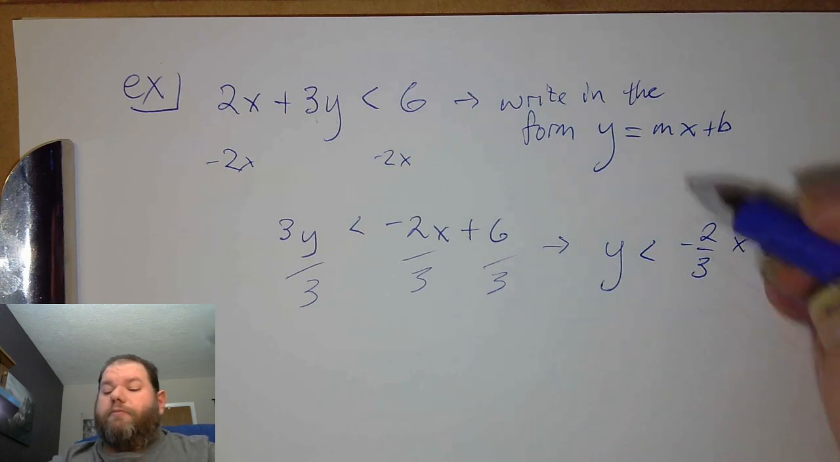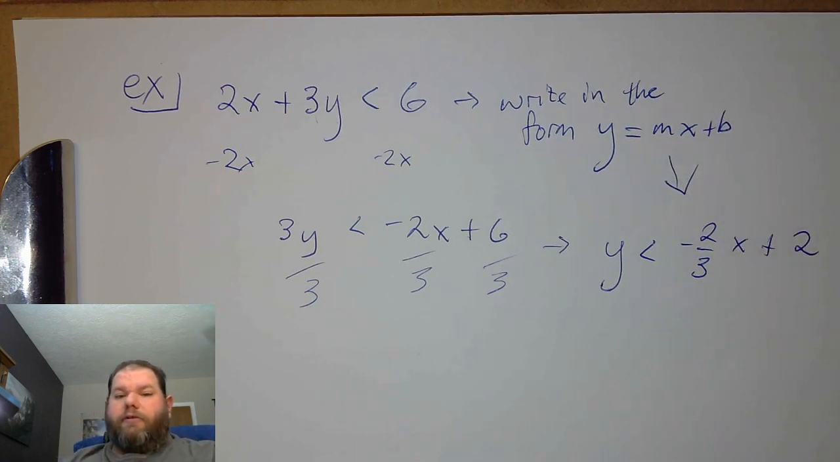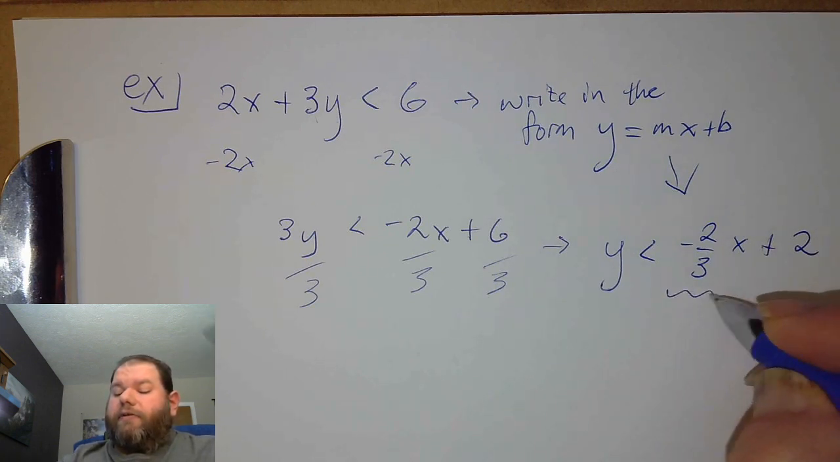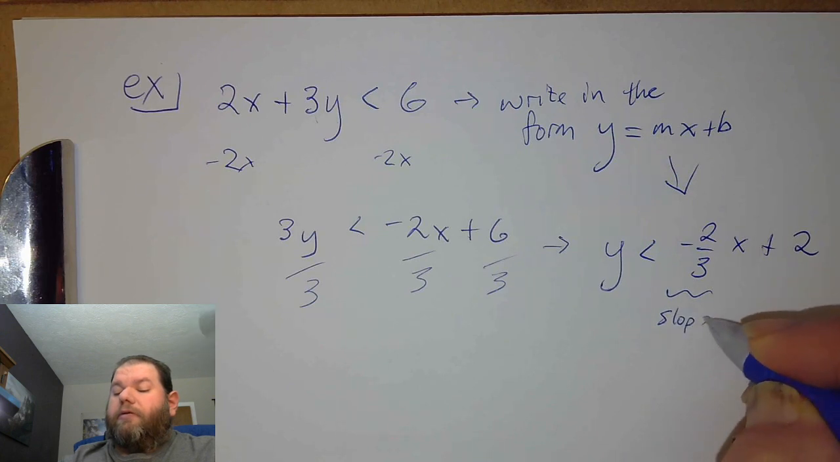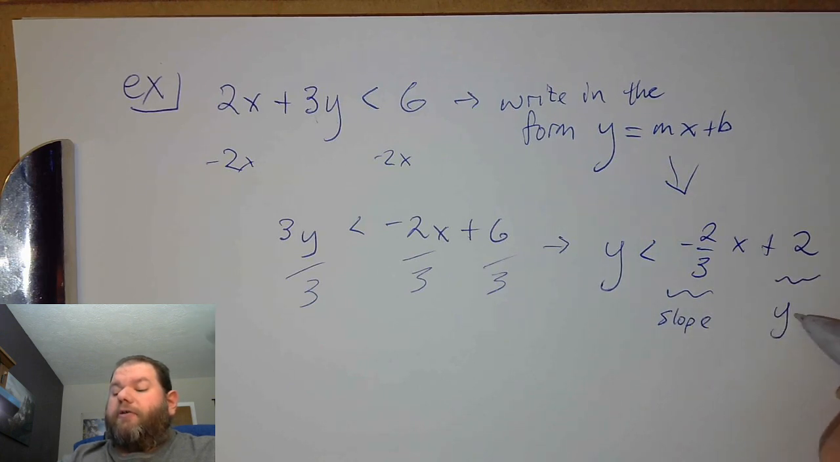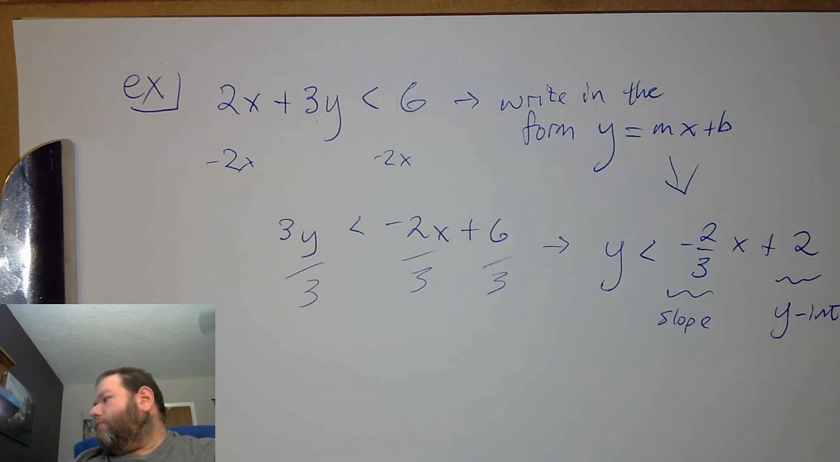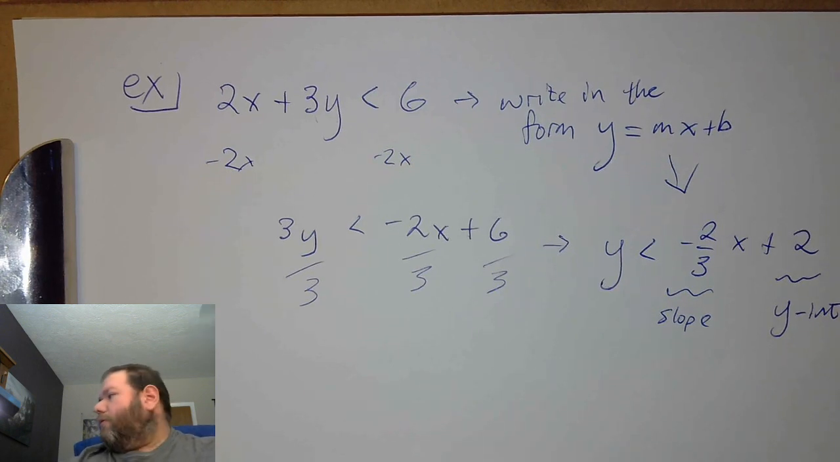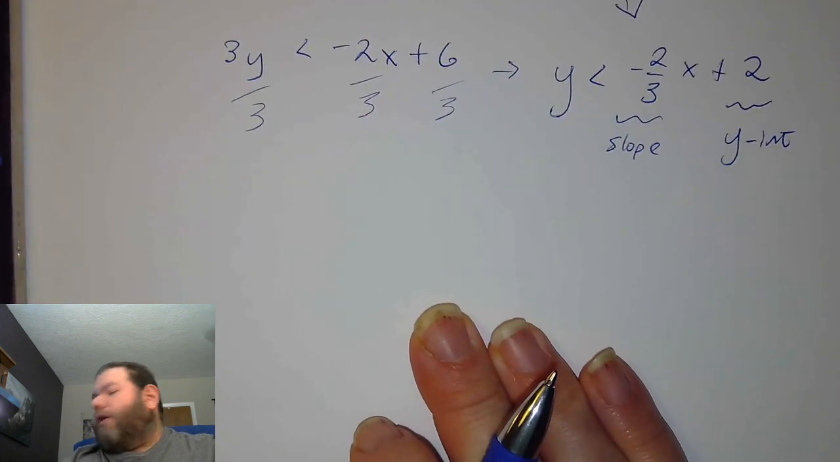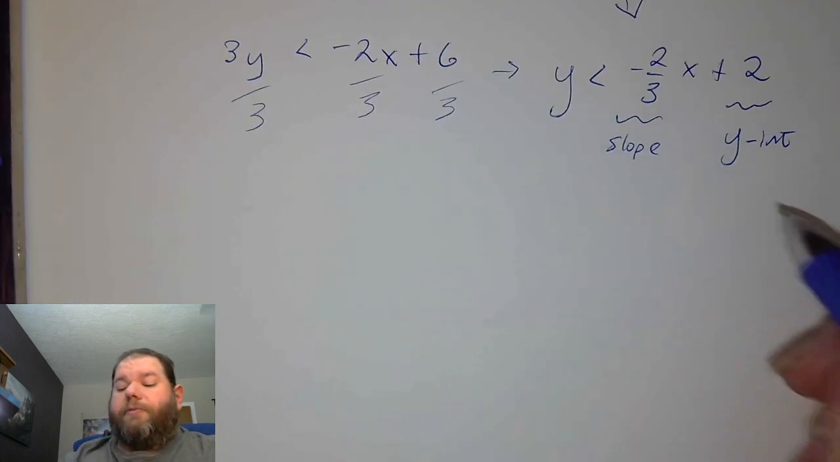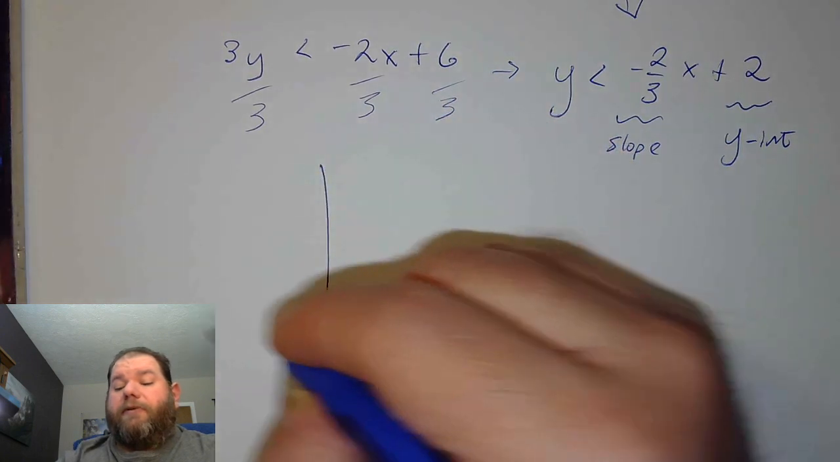And so this gets us into the form that we need it in, where in this case y is less than negative 2/3 x plus 2. Looking at this inequality, we can identify the slope and the y-intercept. Now that we know what the slope and the y-intercept are, we can use that to help us sketch the graph.